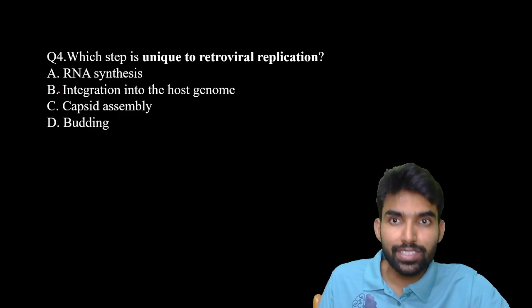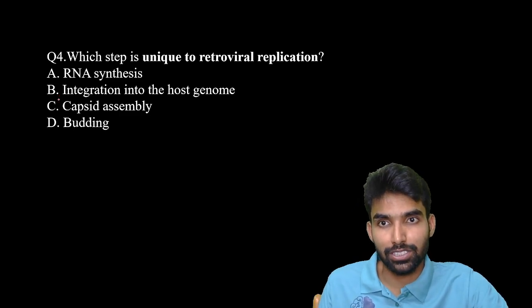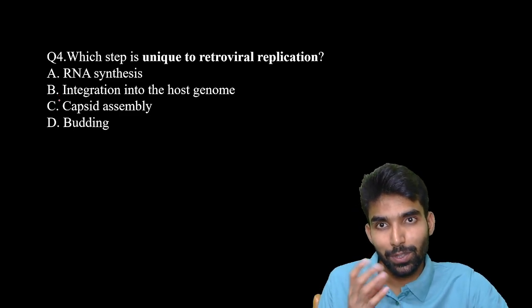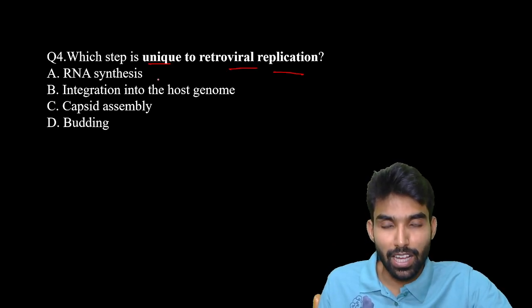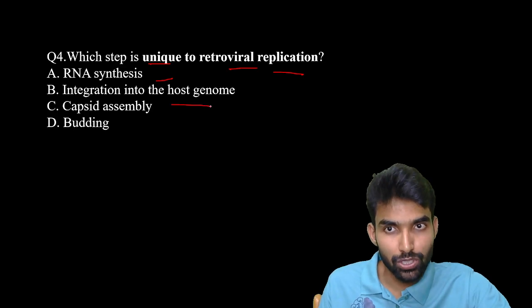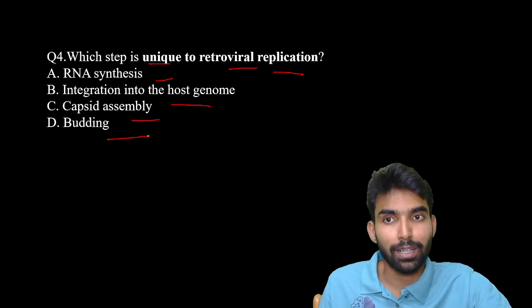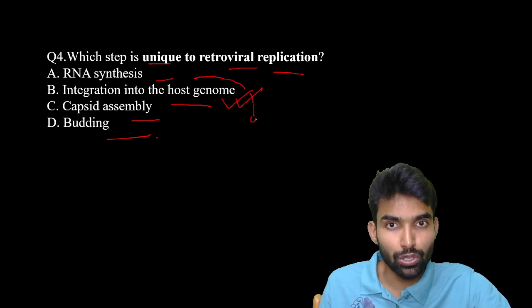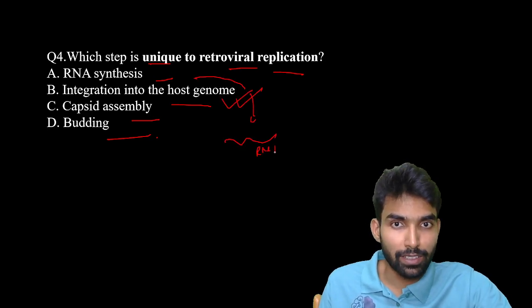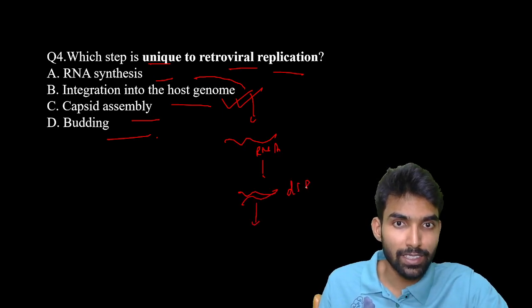Then, which step is unique to retroviral replication? This is very simple. Which step is unique to retroviral replication? RNA synthesis, integration into host genome, capsid assembly, or budding? Of course, it's the integration into the host genome. From RNA, it makes some DNA, and then this dsDNA integrates with the host genome, right?